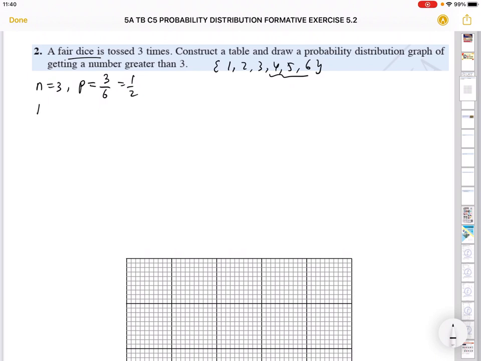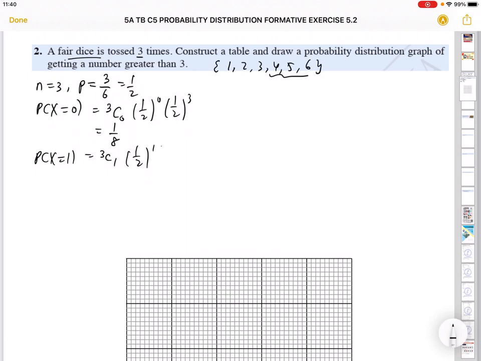Now, let's start by calculating the value for each probability. Here you have a minimum of 0 and a maximum of 3 because your n is 3. So let's start. 3C0, p power 0, q power 3. This will give us 1/8. Then we do x equals 1, 3C1, p power 1, q power 2. This will give us 3/8.